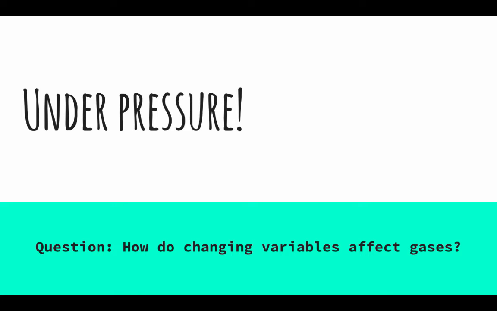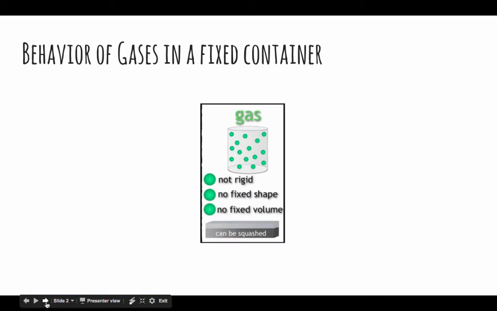We are going to be talking about how changing variables affect gases. Specifically, we're going to be talking about the behavior of gases in a fixed container. So we're going to isolate the gas in the container. The gas itself is not rigid.